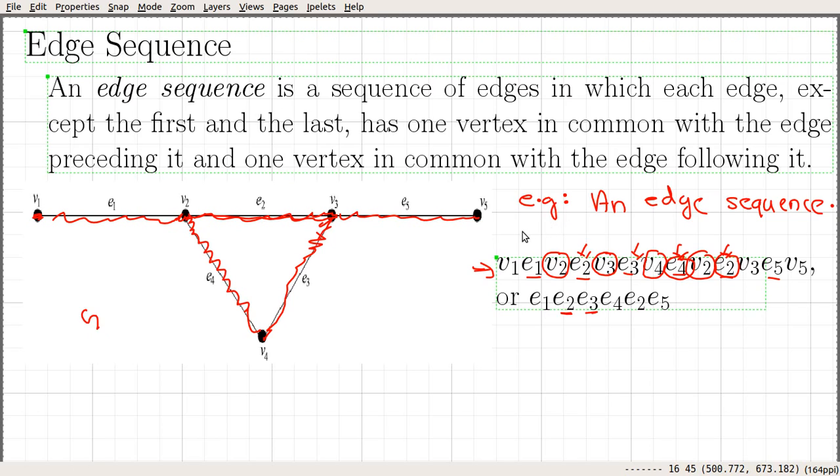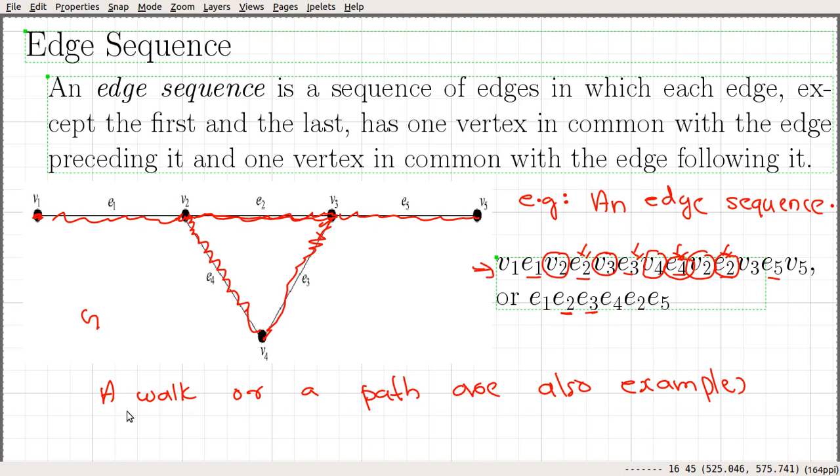And again, a walk or a path in a graph are also examples of an edge sequence.